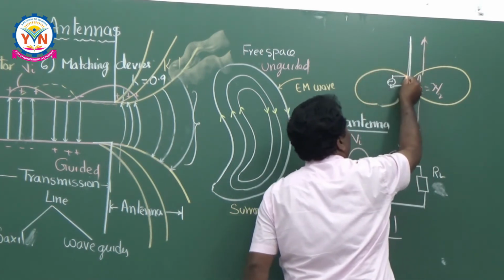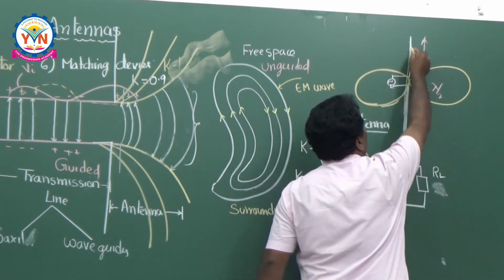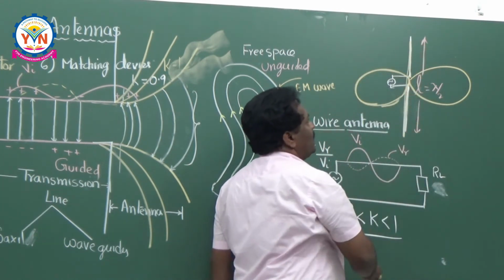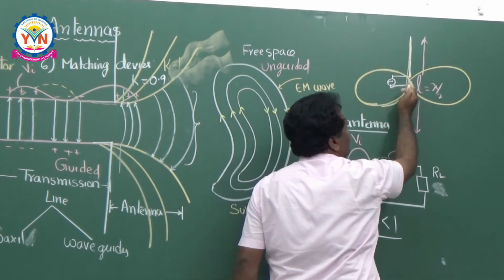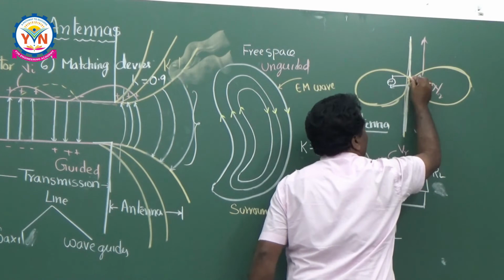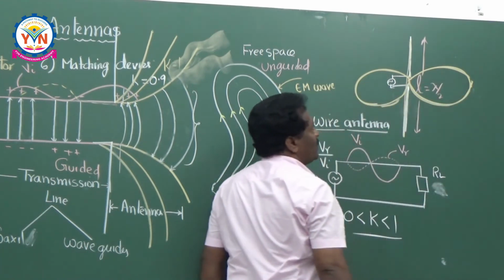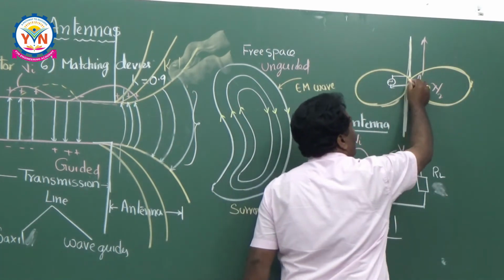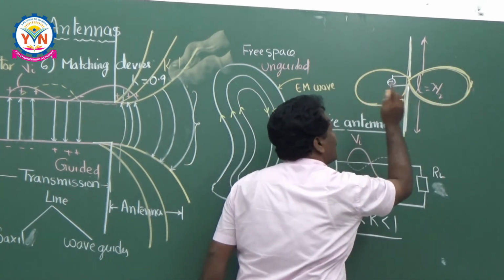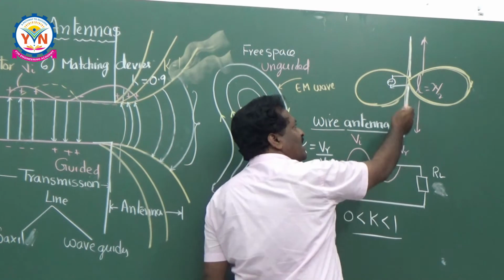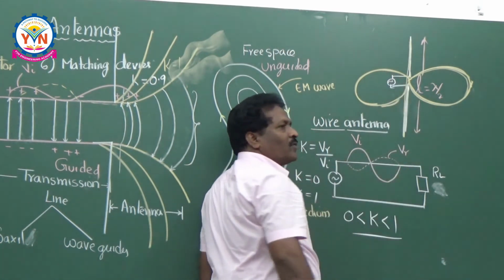This is at an angle of 90 degrees to this. So if you are taking this dipole, this is the axis of the dipole, and at an angle of 90 degrees to this axis, maximum information is escaping. So in this way, you are radiating the maximum information in the broadside direction like this. All these things will be discussed in detail in your future classes.